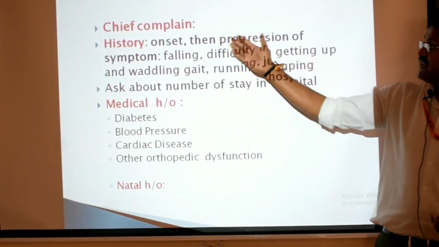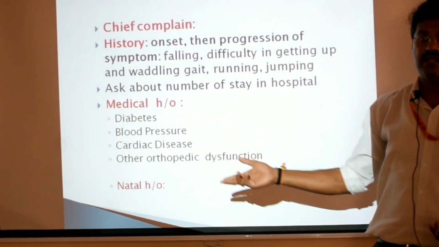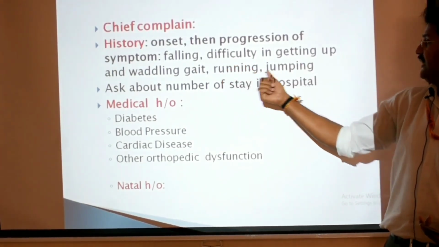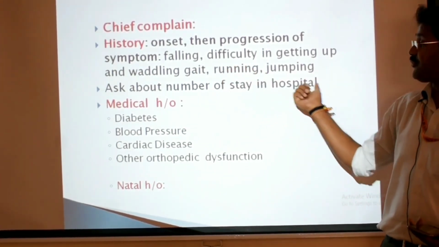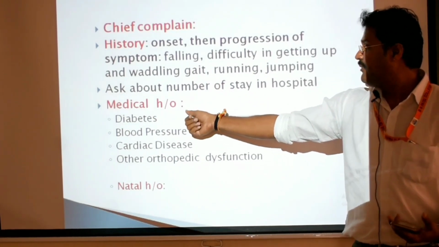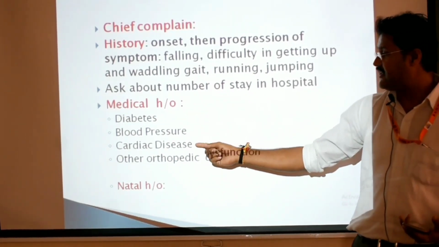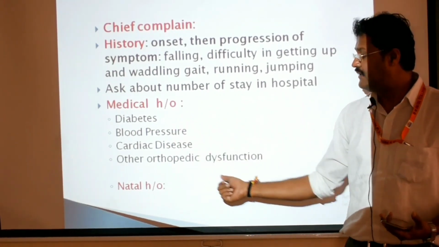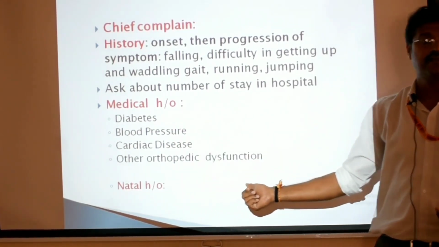Next. Now, the chief complaint of the patient is difficulty in all aerial activities, difficulty in getting up and walking, gait, falling, running, and jumping. Ask about the number of stays in hospital. In medical history, check for diabetes, blood pressure, cardiac disease, and other orthopedic dysfunction. If it's congenital, then check the natal history.